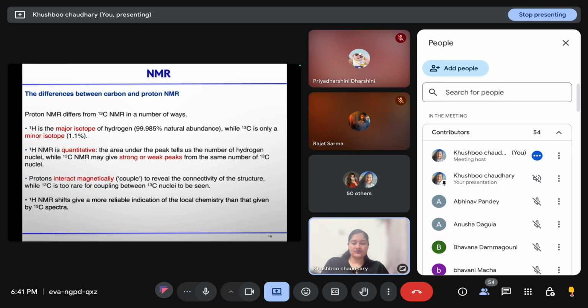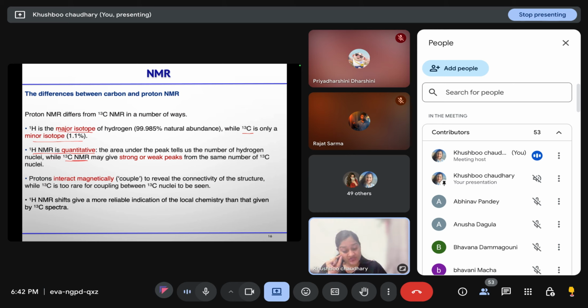Now we discussed that the difference between carbon and proton spectra arises because proton 1H is the major isotope of hydrogen and its natural abundance is high, while carbon 13 is the minor isotope that exists only at 1.1%. Then 1H NMR is quantitative, meaning that the area under the curve for a peak will tell you how many equivalent protons are there for that peak. But in carbon 13 NMR, every single peak corresponds to one carbon only.